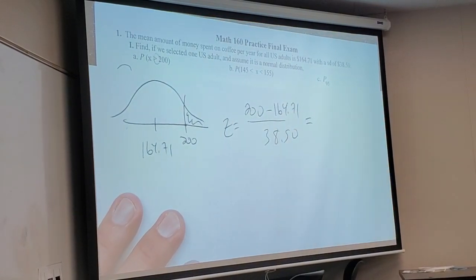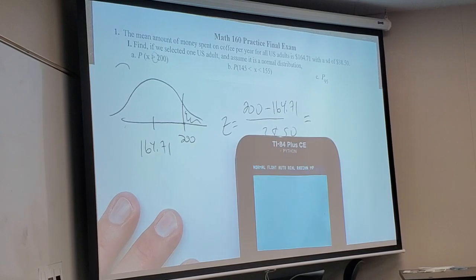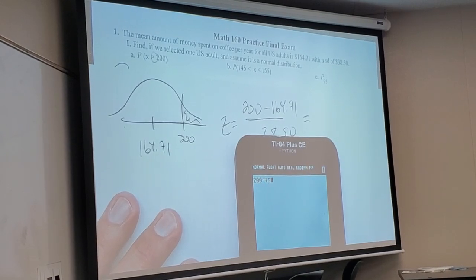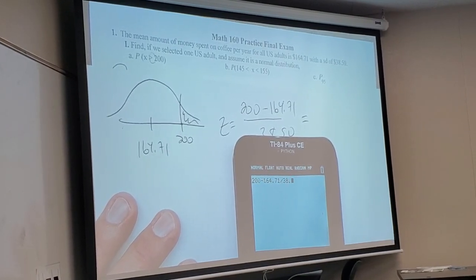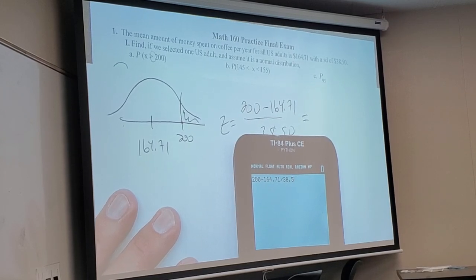Okay. So what do you guys get for the z-score here? By the way, here's a very common mistake I still see some people doing. I'm going to make a mistake. I am making a mistake right now. Did I make more than one mistake? No, I only made one mistake.